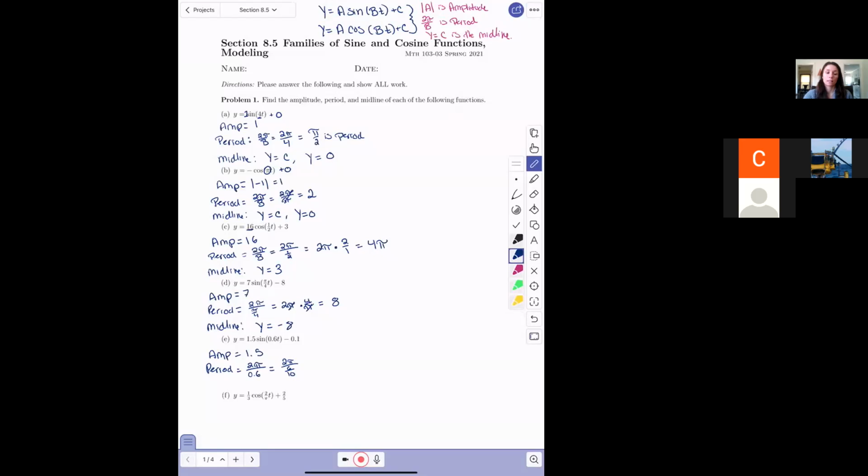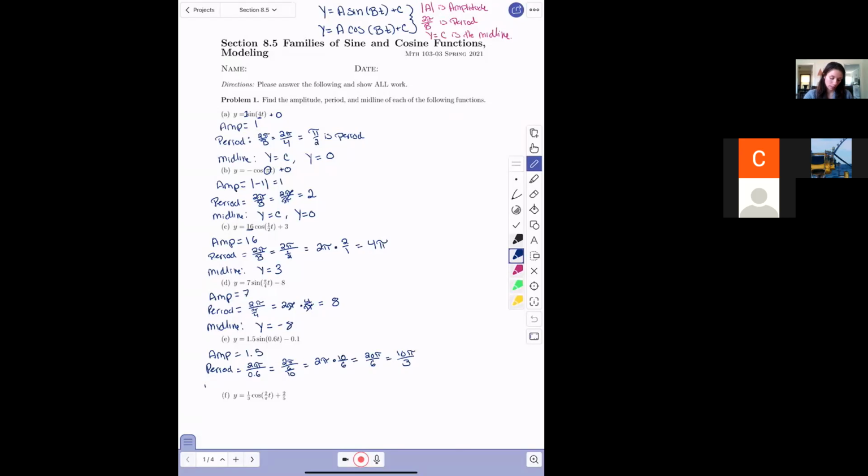I could write 0.6 as 6 over 10, which is equal to 2 pi times 10 divided by 6, which is equal to 20 pi divided by 6, which is equal to 10 pi divided by 3, if I simplify that. Any questions there? There's a lot of fractions happening, so if you're confused on the fractions and it's not necessarily the new information today, let me know.